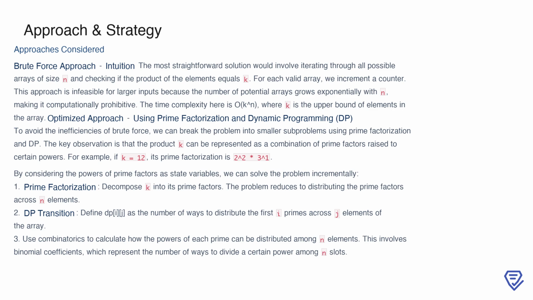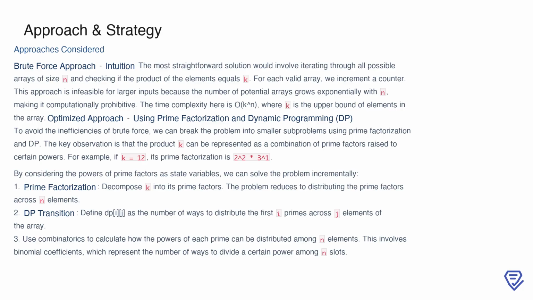To address this, we turn to an optimized approach that uses prime factorization and dynamic programming. The key observation here is that the product k can be broken down into its prime factors raised to certain powers. For instance, if k equals 12, its prime factorization is 2^2 * 3^1. By focusing on these prime factors, we can transform the problem into distributing the powers of those primes across the n elements of the array.